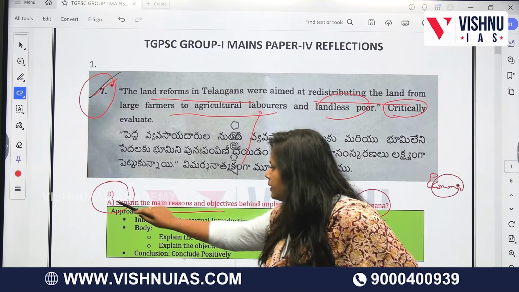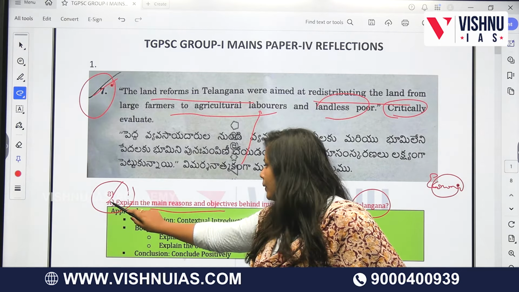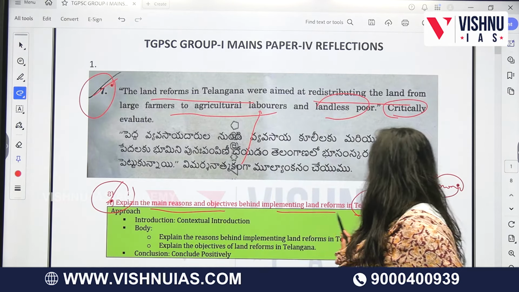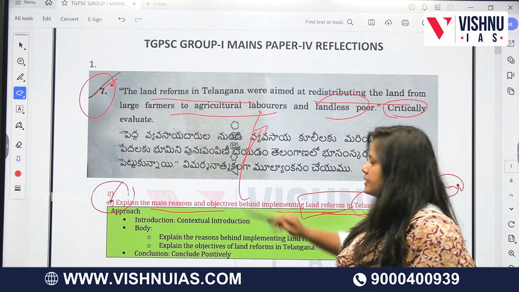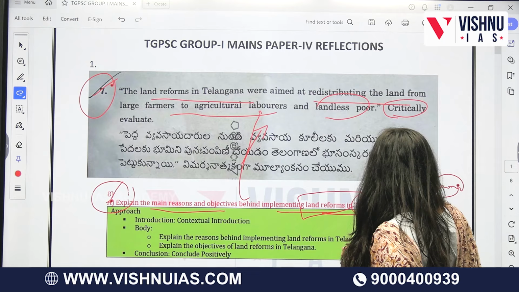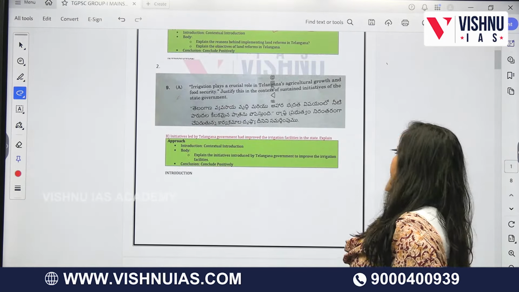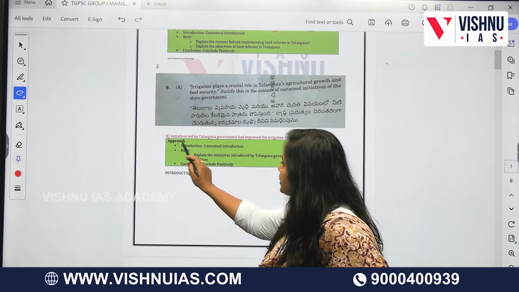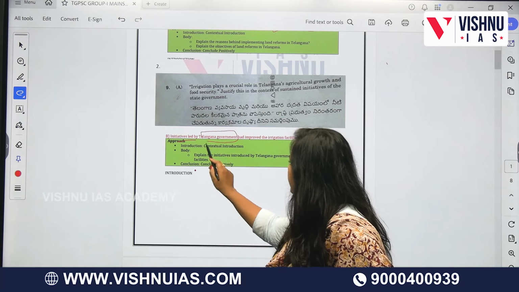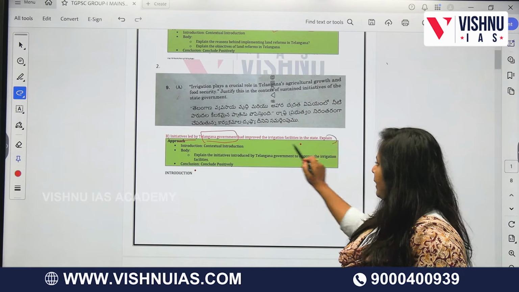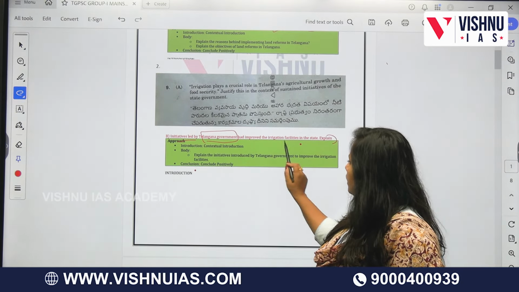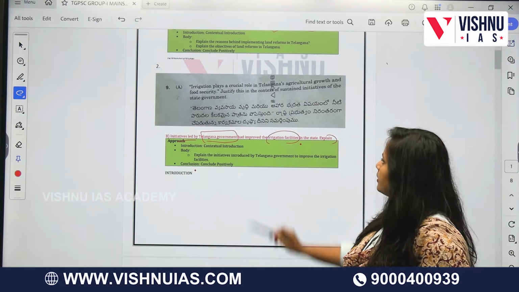Our students who solved this question were able to answer about land reforms in Telangana. Automatically, they can appear for this question. Likewise, there is another question. We asked which initiatives led by the Telangana government improved the irrigation facilities in the state. Explain. Basically, we asked about the irrigation facilities.